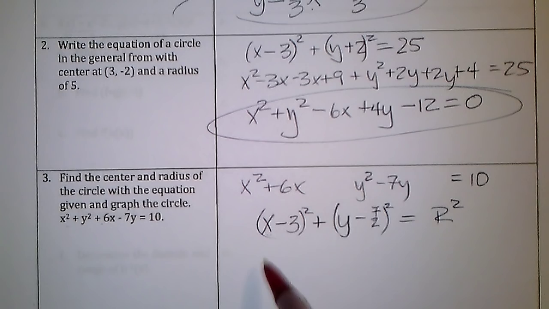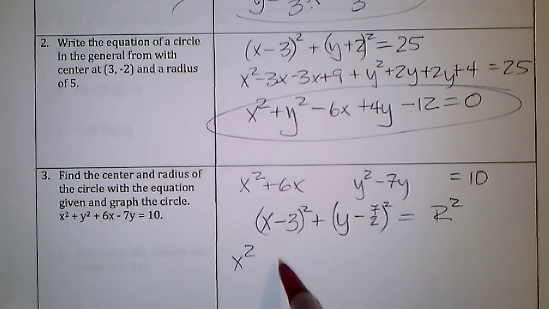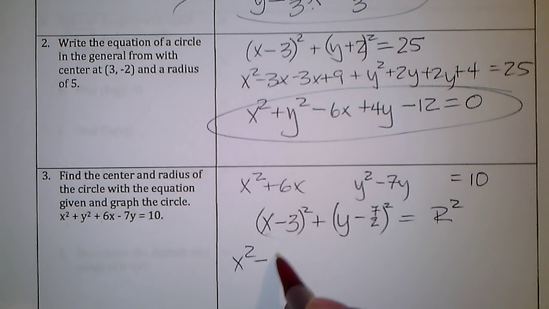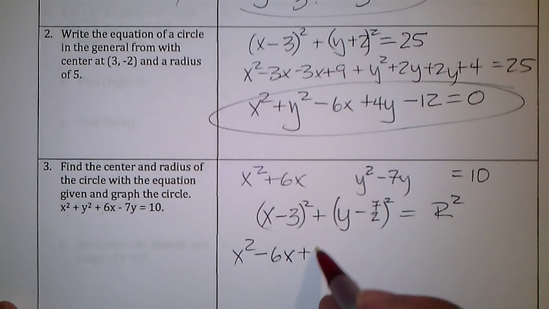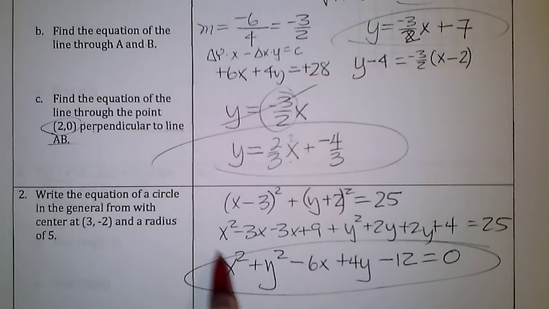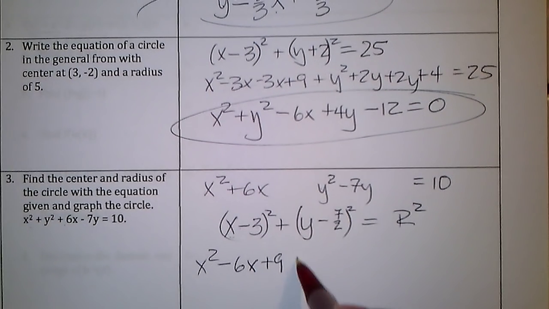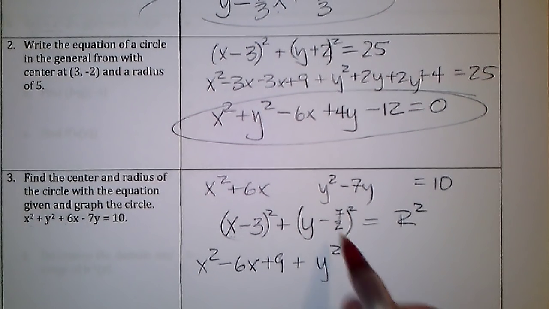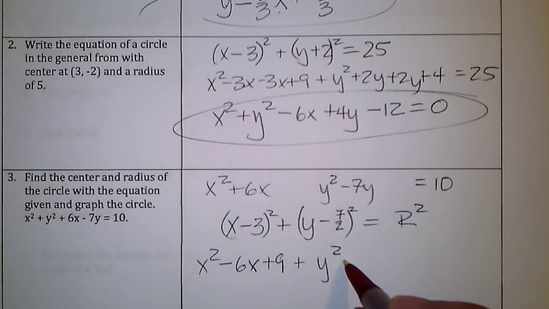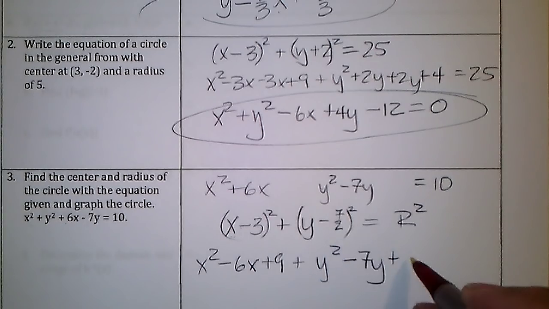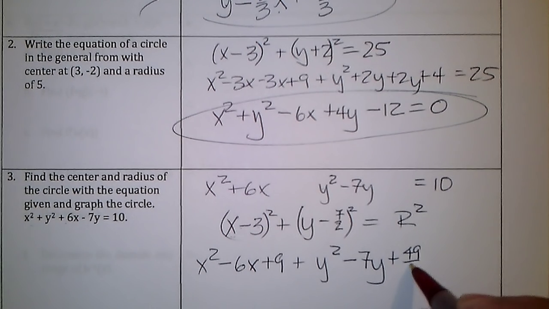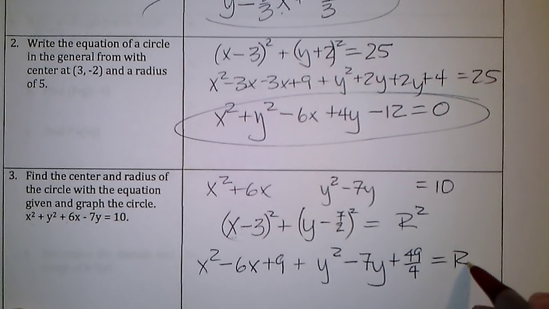Now, if I multiply this out, I get x squared, and doing both of them, it's going to be minus 6x, and minus 3 times minus 3 is plus 9. So that multiplied out is this, like I was multiplying out up here. I had it right up there. This one's going to be a little different. It's going to be y squared minus 7y plus 49 fourths. When we take minus 7 halves times minus 7 halves, that's plus 49 fourths, equals r squared.